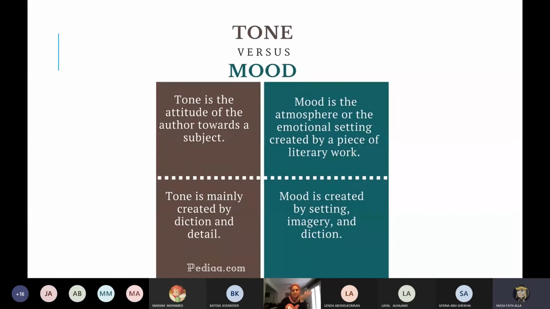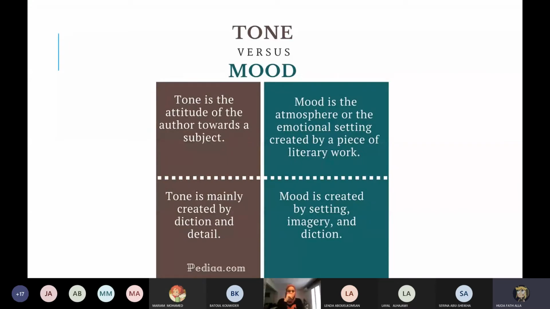The tone comes from the author. When you take the author's book and read it, you get a dark mood, a black mood. The mood is what the story makes us feel.